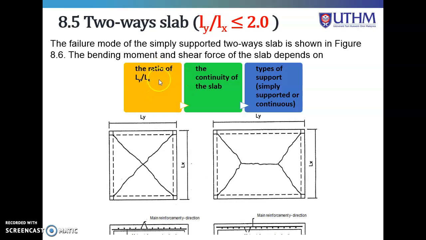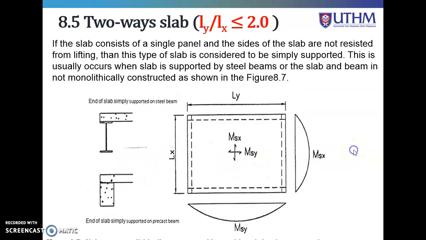Okay, this is the ratio of the LX over LY. So ratio dia mestilah of course lebih kecil ataupun sama dengan 2. And then it depends also on the continuity of the slab. And lastly is the type of the support, whether the support is simply supported or continuous. Okay, this is the type of the failure. So kita akan nampak dia punya failure kat sini.